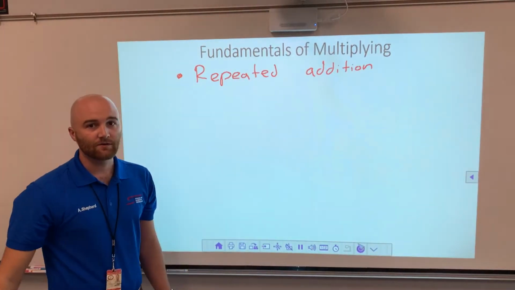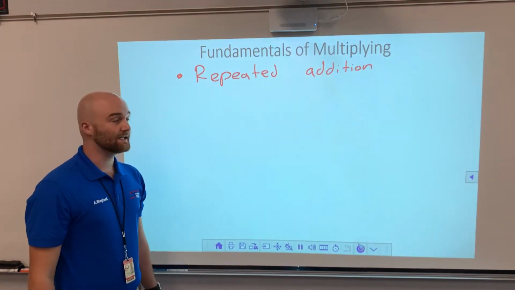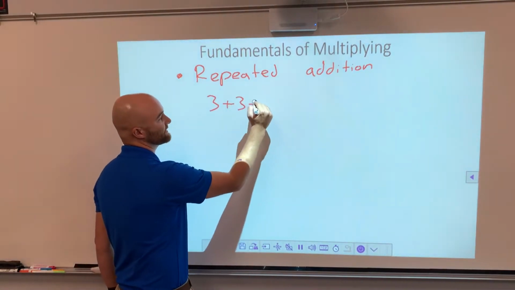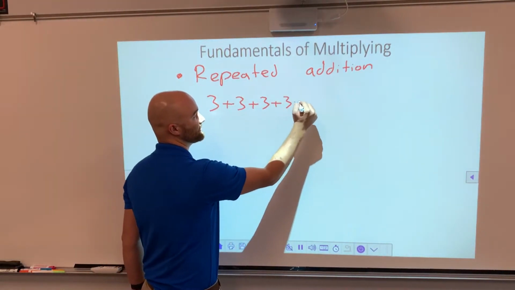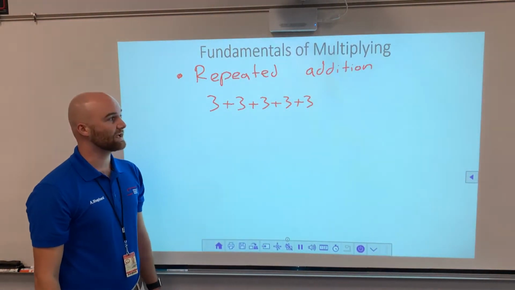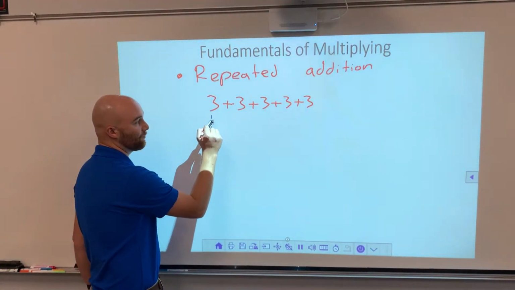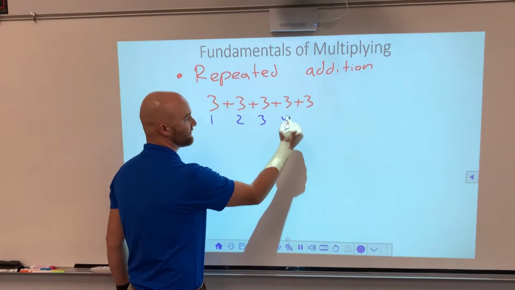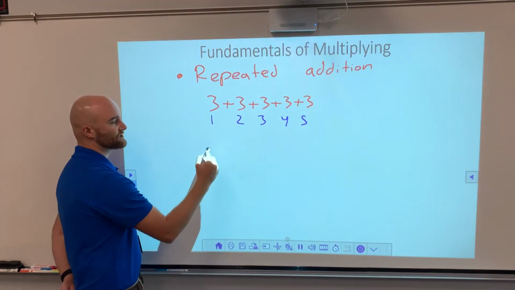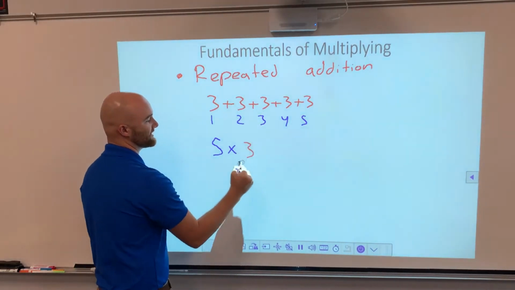But what does that mean? Well, what that means is that a long time ago, we decided instead of saying, for example, I'd like to do 3 plus 3 plus 3 plus 3 plus 3, I would instead really like to have a different way of representing that. So instead we said, this is 3, and we counted it 1, 2, 3, 4, 5 times, or 5 sets of 3. So we said this is 5 times 3.